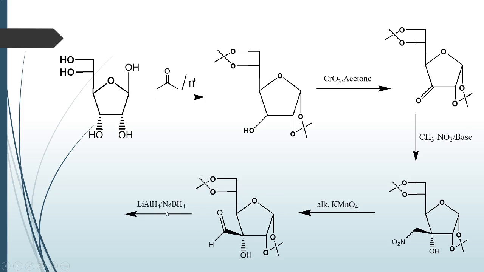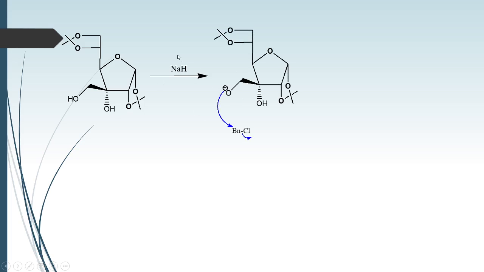Then, there is a reduction of this aldehydic molecule by using LiAlH4 or NaBH4. Either LAH or NaBH4 we can use for the reduction of this aldehydic group. Then here we use the NaH molecule. So this hydride can abstract this hydrogen and there is a formation of O negative.